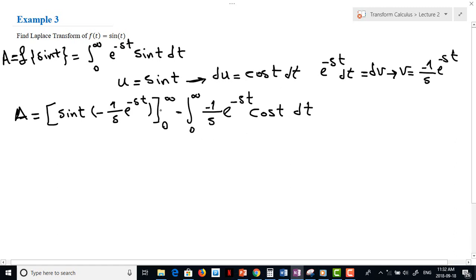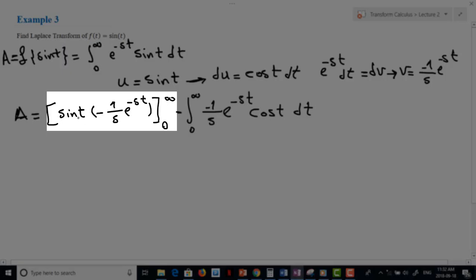Now we have to apply the lower limit and upper limit here. If t approaches infinity, we have sine infinity. Sine is always between minus 1 and 1. But here we have e to the power of minus infinity. As a result, if I apply the upper limit, this term is equal to 0. And if I apply the lower limit, we have sine 0 is 0 and e to the power of 0 is 1. So 0 times 1 is 0. As a result, this term is equal to 0.